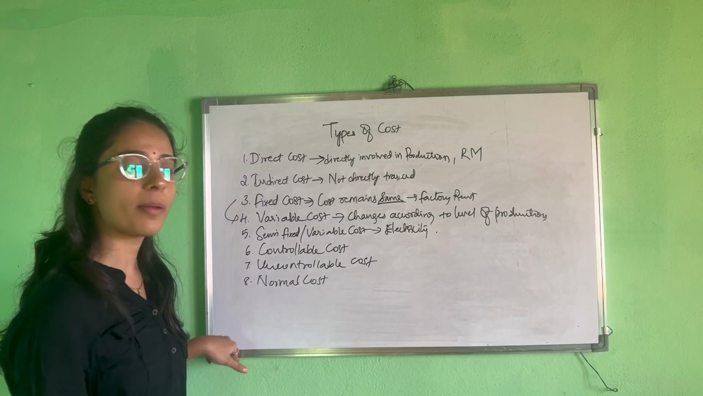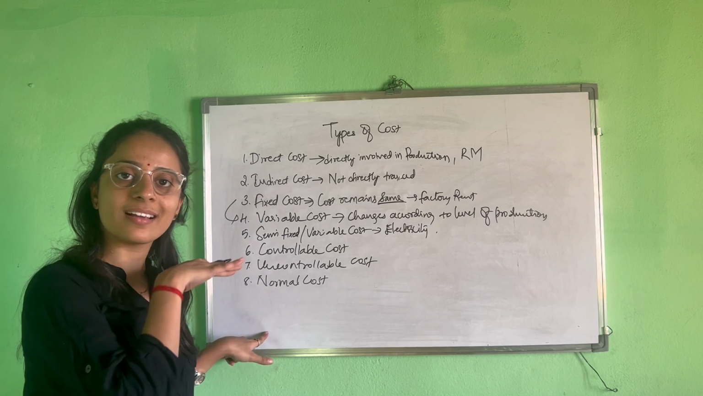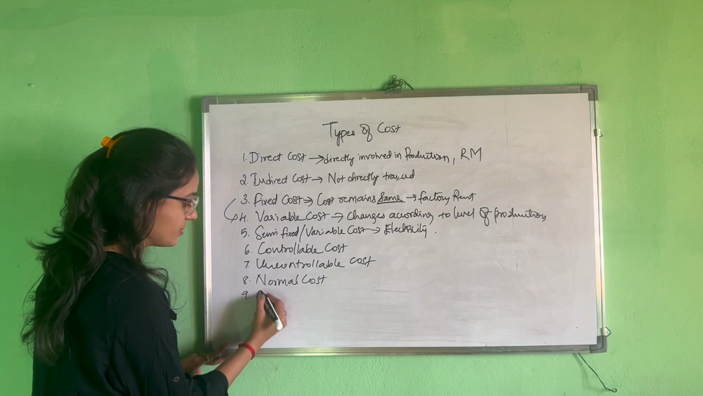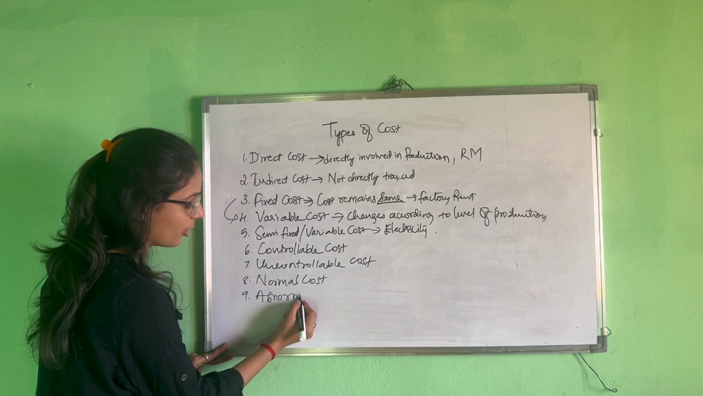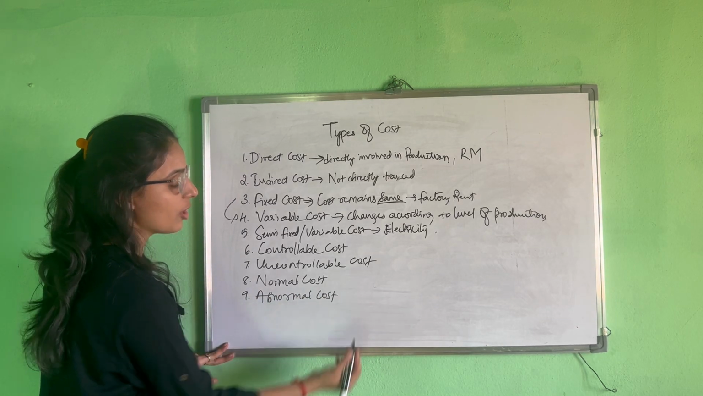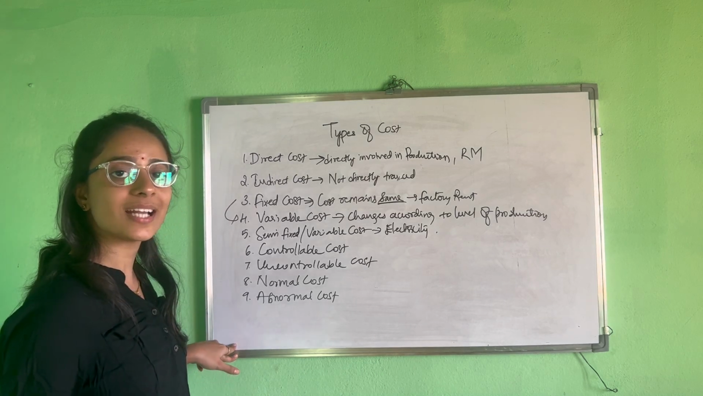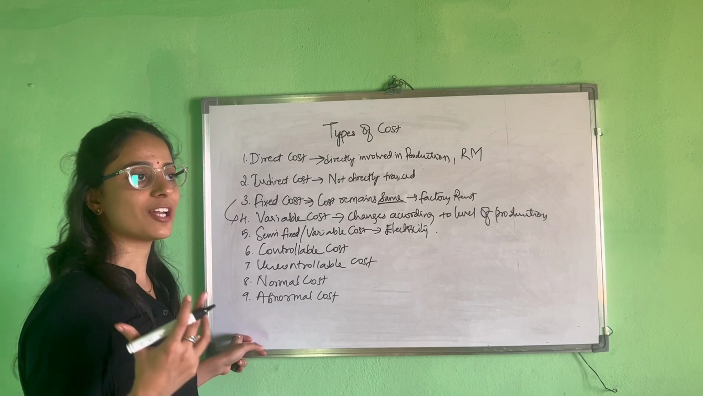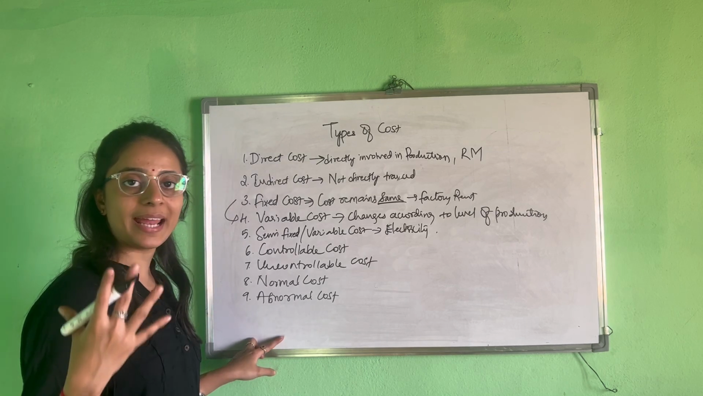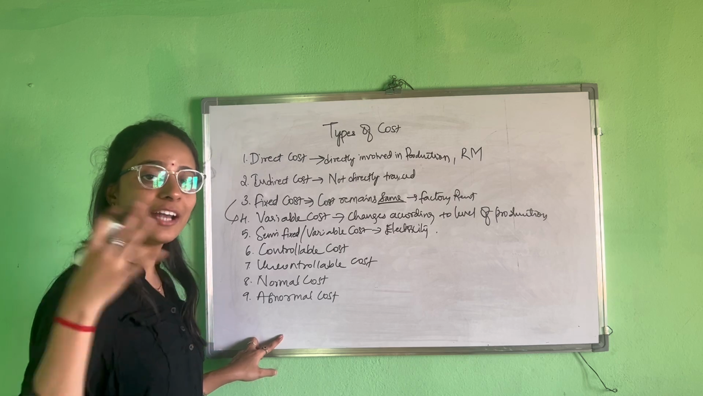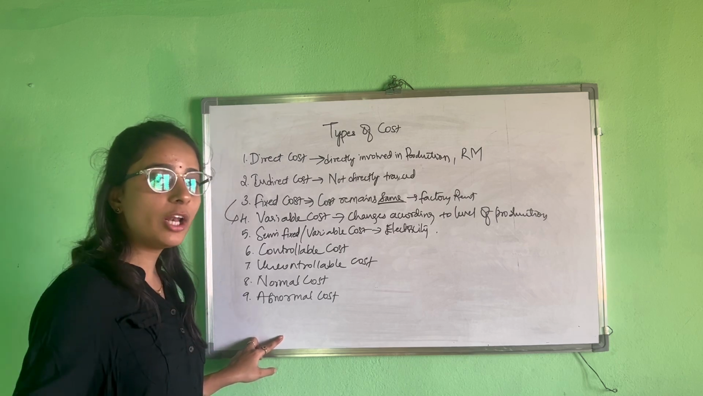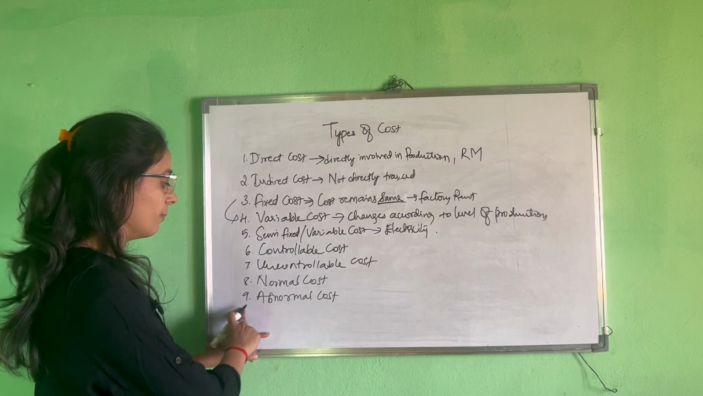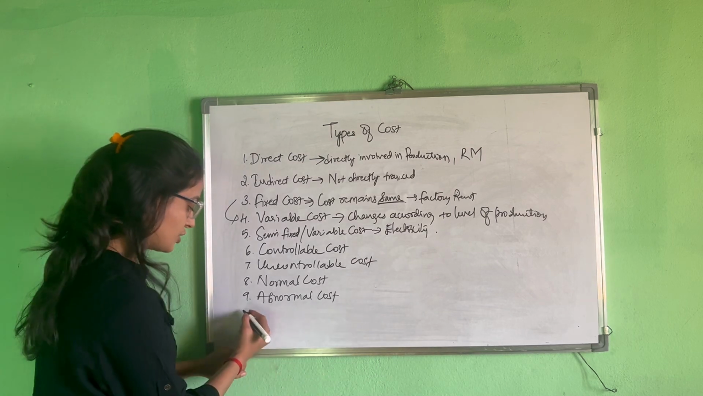Normal cost. Normal cost is nothing but cost that is incurred in the normal level of production. Correct? Next comes abnormal cost. So abnormal cost is nothing but cost that is unexpected. You did not expect you will get that cost. For example, strike. Because of strike, you had to incur some cost. Or maybe lockdown. Or maybe unexpected repairs is nothing but abnormal cost.